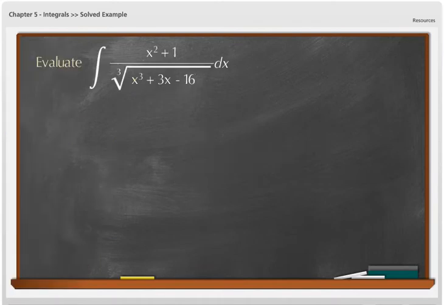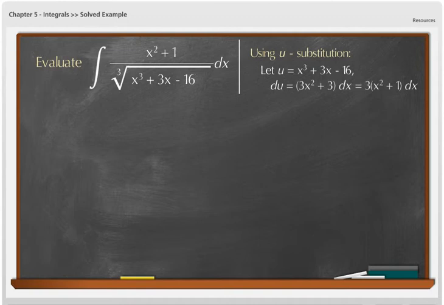To evaluate such an integral, you are going to think about the technique of u substitution. But how are we going to choose u? Well, let u equal x cubed plus 3x minus 16. Then the derivative is going to be equal to (3x squared plus 3) dx. You could take the 3 as a common factor, and your derivative is going to be 3 multiplied by (x squared plus 1) times dx.